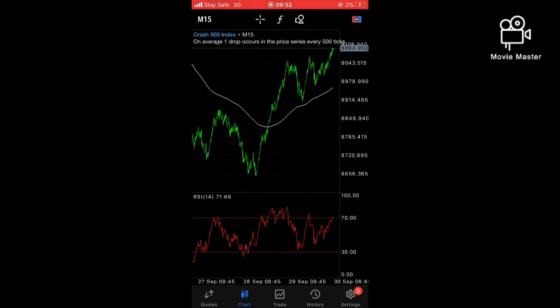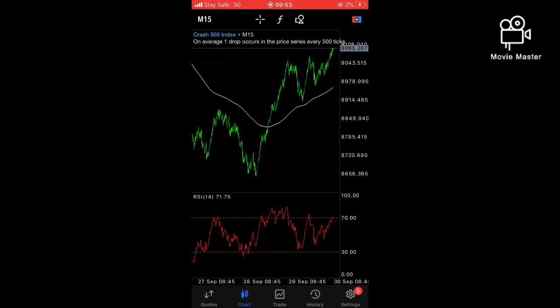Okay, this is Crash 500. All right, so guys, to tell you how good divergences work, no matter where you spot a divergence, especially a regular divergence, if you're able to spot a regular divergence in a good scenario, guys, trust me, it really works. Once you make a very good entry, you will surely get paid.